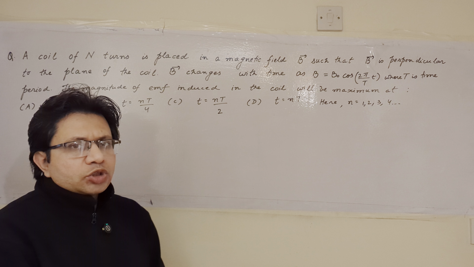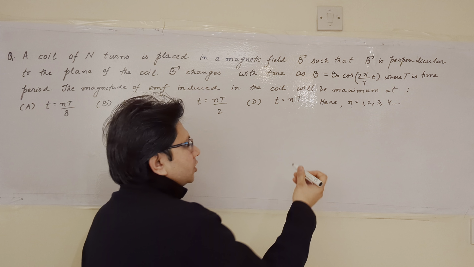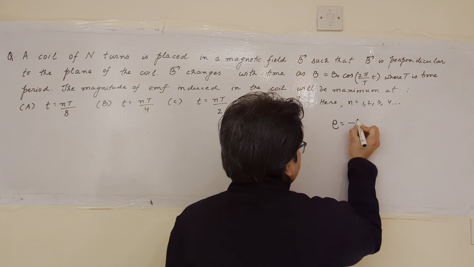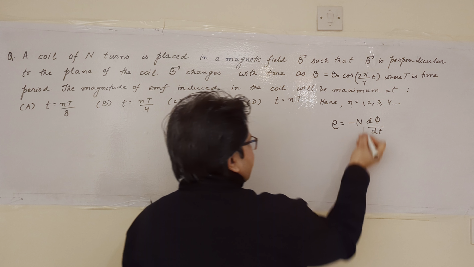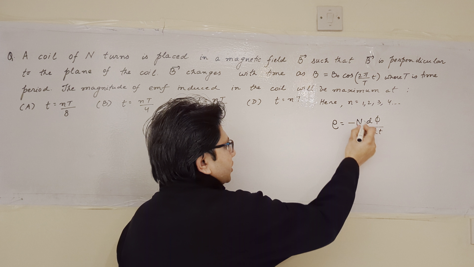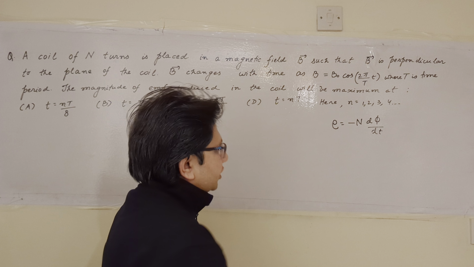So the problem is based on the topic electromagnetic induction, and in particular the use of the formula to calculate the induced EMF. The induced EMF E is given by minus n dφ/dt, where E is the induced EMF, n is the number of turns of the coil, and d/dt is the derivative of this φ. φ is the flux here.